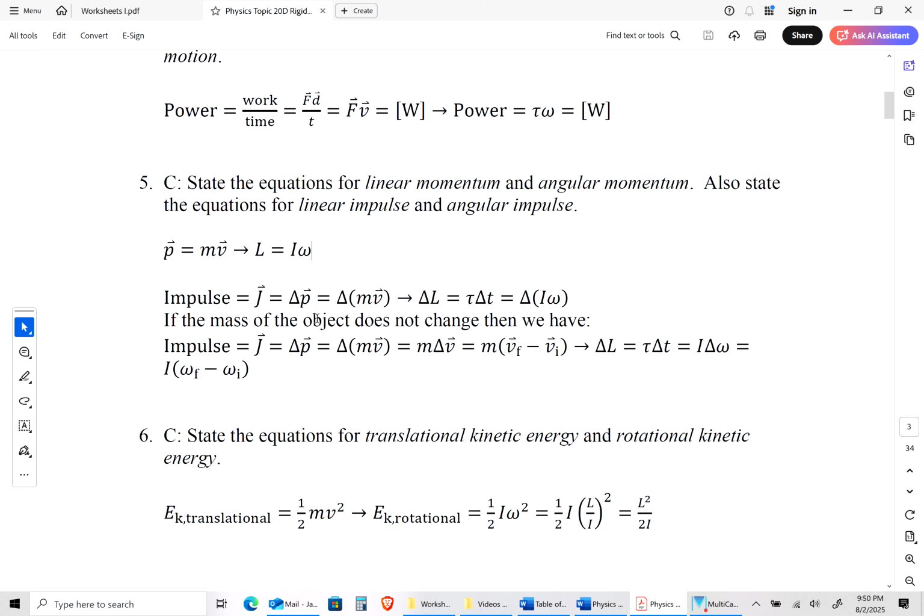So remember, J, impulse, equals delta P. Now we're going to have L, angular momentum, which is equal to delta I omega.